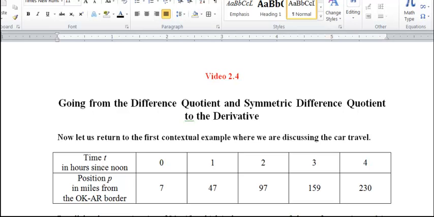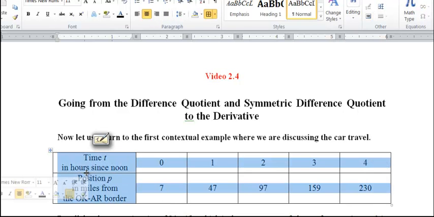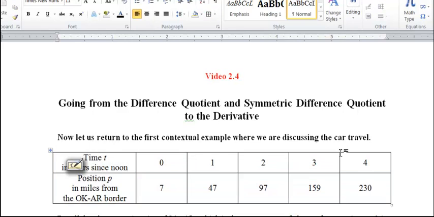So, if you remember, what we were looking at in these previous examples was this table right here of information about positions and times of a car going eastward down Interstate 40. And so we're interested in the speed that happens right at time 2. We did this a couple of ways.